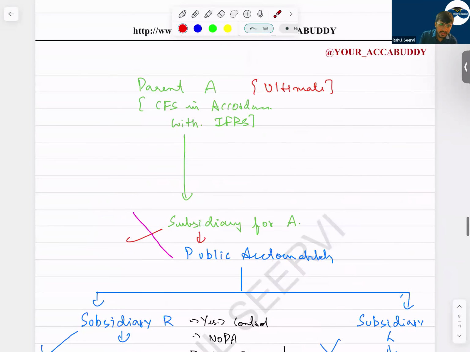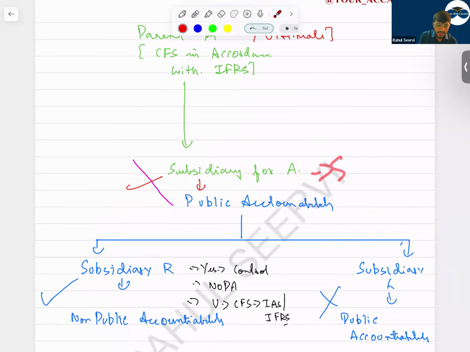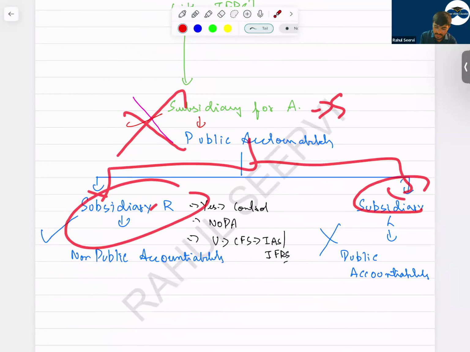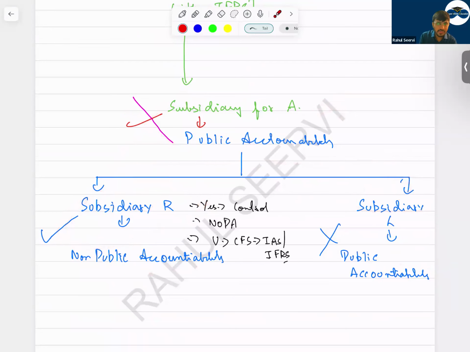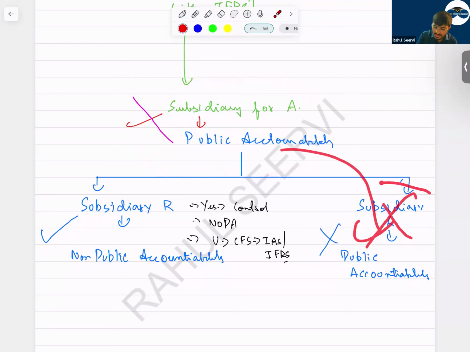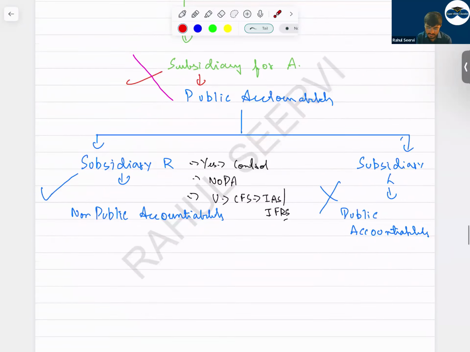The next one, parent A is the ultimate parent. Now say subsidiary A is there, and its shares are listed on the stock market. This will not be an eligible subsidiary, because of public accountability. Then subsidiary R: can I say no public accountability, control is there, and the ultimate parent is preparing, all the conditions are being met? Then it is an eligible subsidiary. But subsidiary L has public accountability, so this will not be an eligible subsidiary. If this company is not an eligible subsidiary, this will not affect the other one. For this company, you have to see the ultimate parent. The intermediate parent is not preparing, but can I say the ultimate parent is preparing? In that case, this is the point.